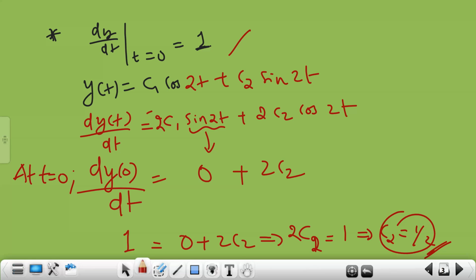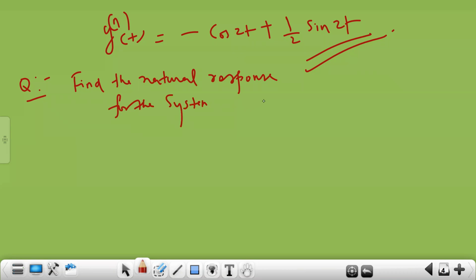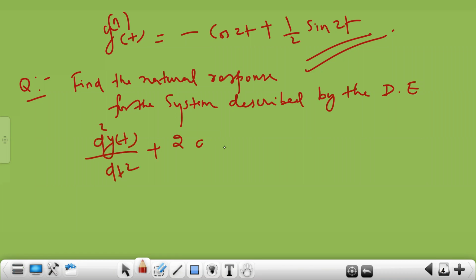One more question. Find the natural response for the system described by the differential equation d square y of t by dt square plus 2 dy of t by dt plus 2y of t is equal to dx of t by dt.